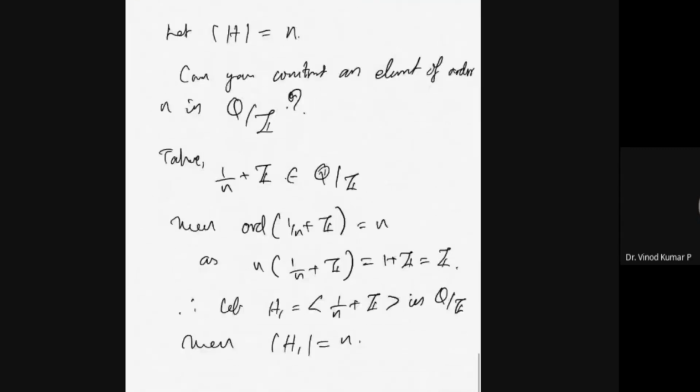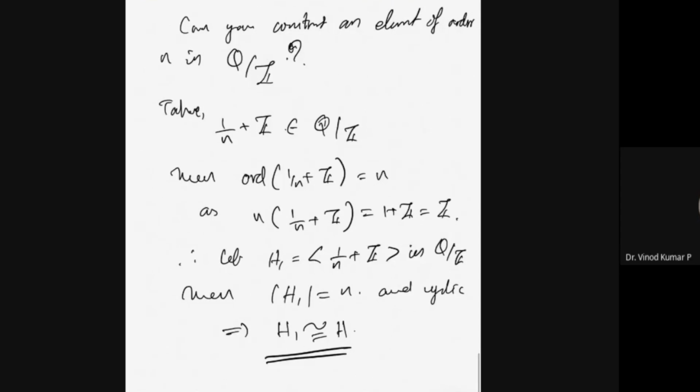So let H1 be the subgroup generated by 1/n + Z in Q/Z. Then H1 is a cyclic group of order n, which implies H1 is isomorphic to H. So statement 2 is true.